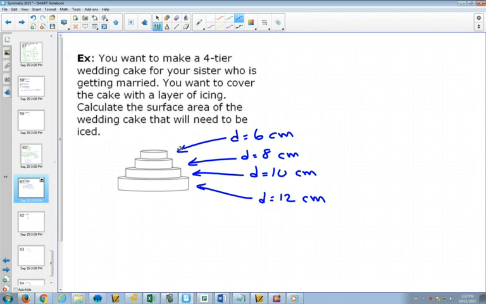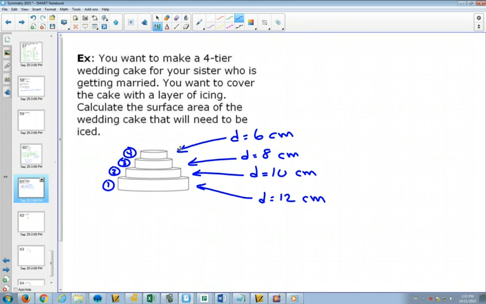And what we're going to do is label this cylinder number 1, cylinder number 2, number 3, and layer number 4. And then we're going to find the total surface area of each one of those. And then we're going to imagine, what do we have to subtract? What didn't get iced if we pulled them apart?